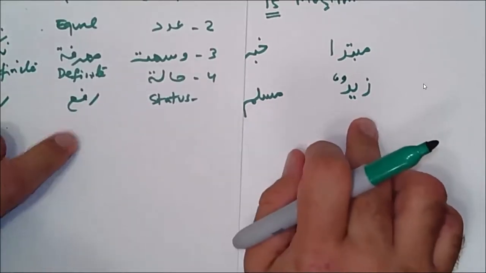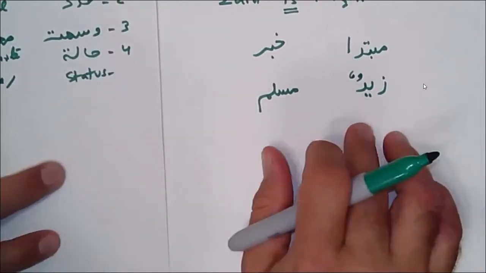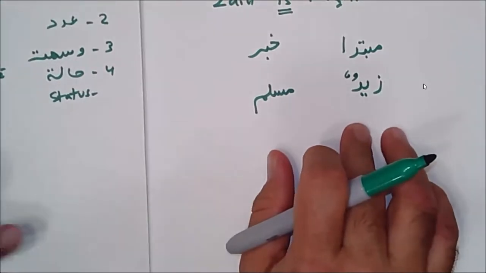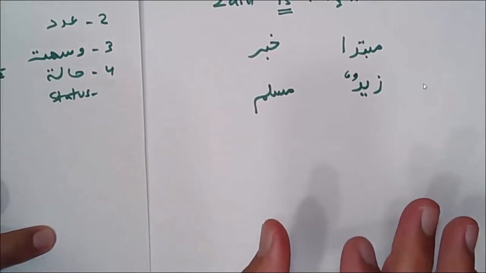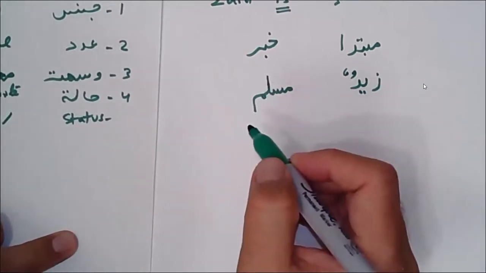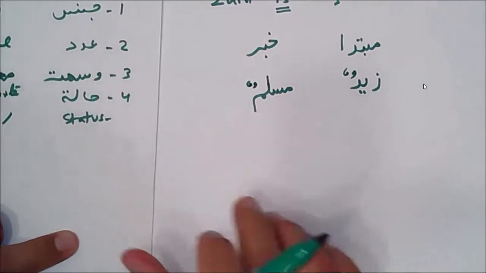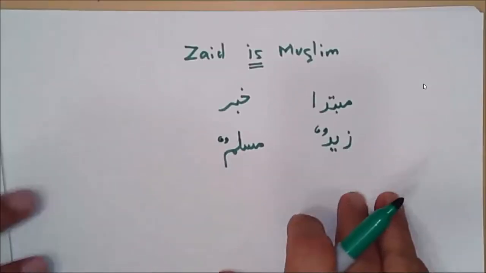Is it in rafa? Yes. How is it rafa? Because of the dhamma. And we also know that in the status, when we put the dhamma on a marfu noun, that noun is the subject, correct? Okay. Now, Muslim. Is Muslim in the state of rafa? How do I make Muslim rafa? Dhamma. Muslimun, correct? So Zaidun Muslimun, alhamdulillah, you got your first sentence.